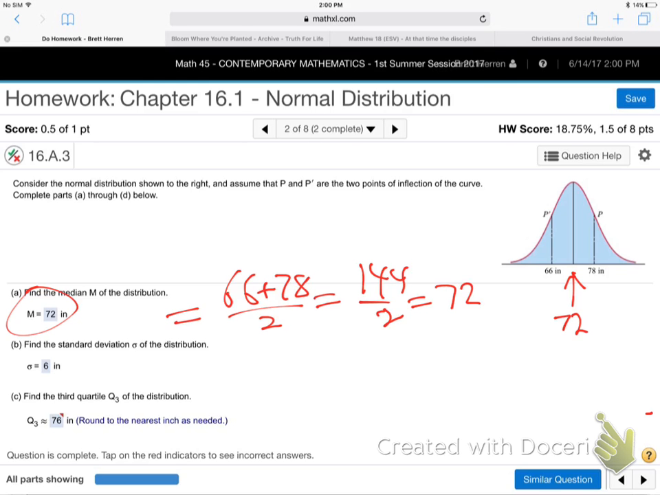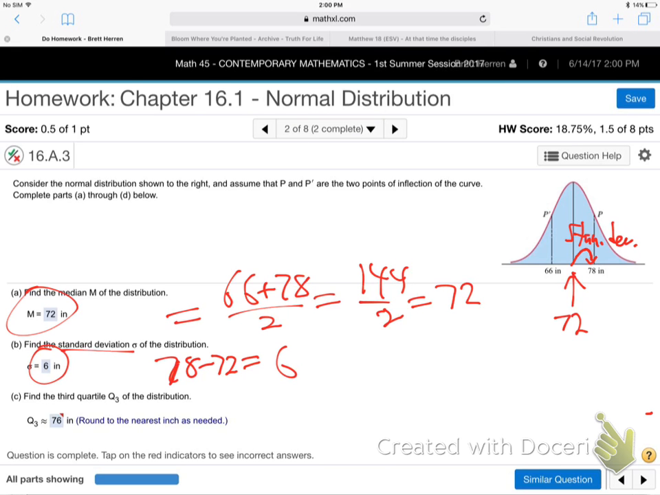Good so far? Next question. What's the standard deviation? Now, what's standard deviation again? It's the jump from the middle to the first line. So it's how far from 72 to 78, right? That's the standard deviation. It's the jump. It's how much you deviate from the middle. So it's 78 minus 72. That's how I got the 6.